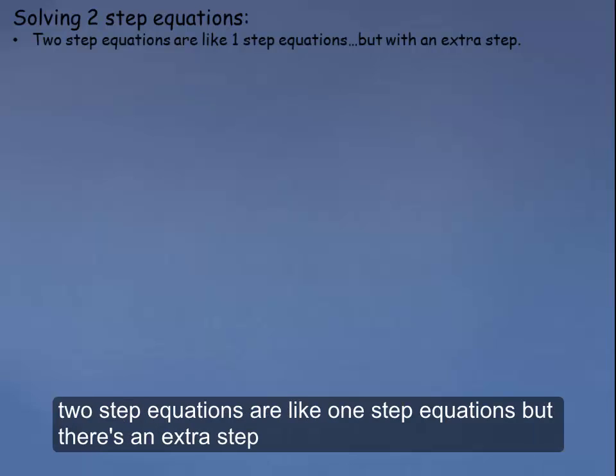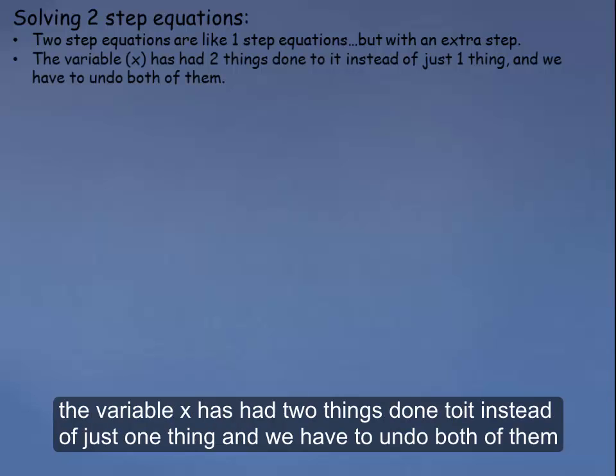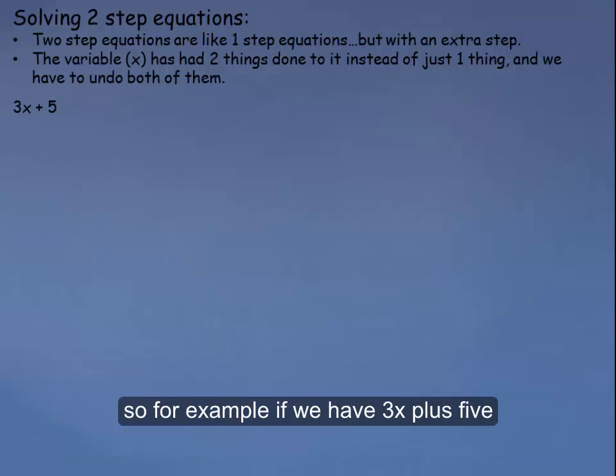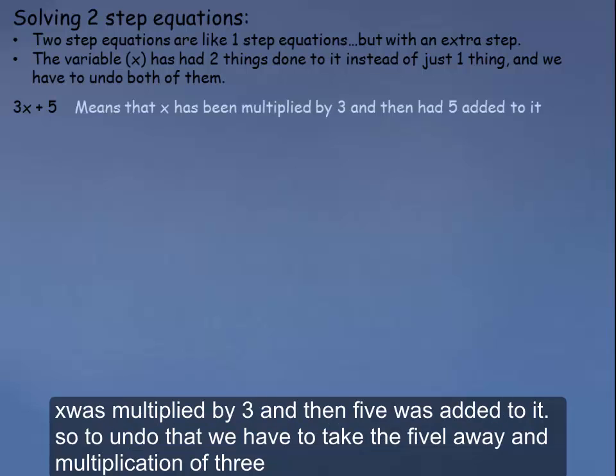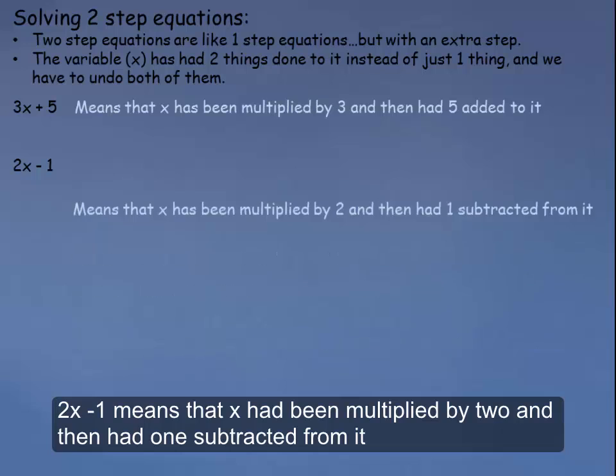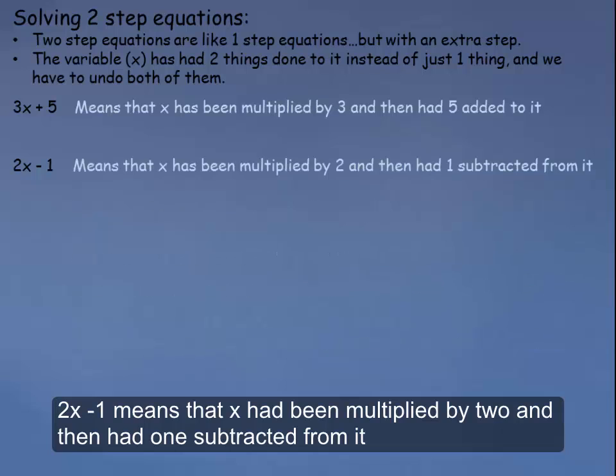Two-step equations are like one-step equations, but there's an extra step. The variable x has had two things done to it instead of just one thing, and we have to undo both of them. So, for example, if we have 3x plus 5, x was multiplied by 3, and then 5 was added to it. So to undo that, we have to take the 5 away and the multiplication of 3. 2x minus 1 means that x had been multiplied by 2 and then had 1 subtracted from it.